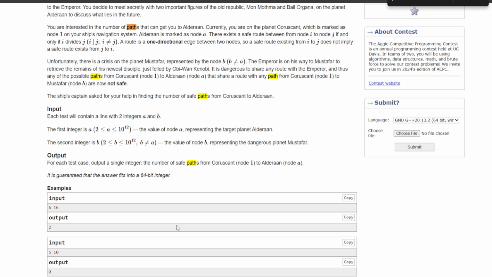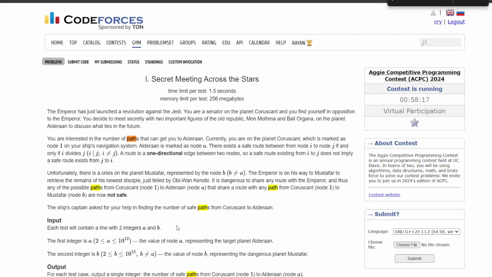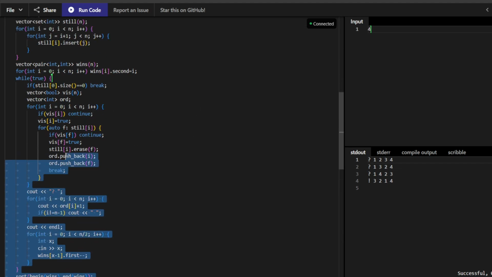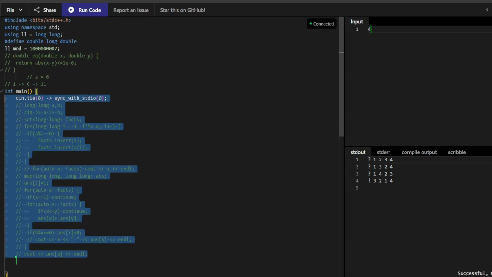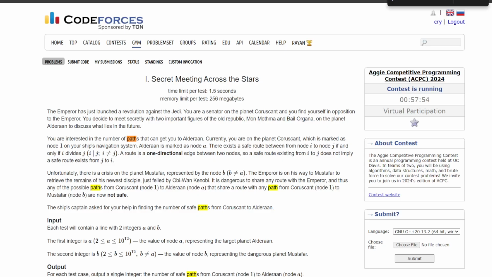Or we can try to figure out why this could be wrong. I mean, their samples are kind of just trash. That's the thing. If A is greater than B, and X is a factor of B, then it has to be, and if it can get you A, it has to be a factor of A too. So any of the possible paths from 1 to A that share a route with anything from 1 to B is not safe. A route is just from I to J.